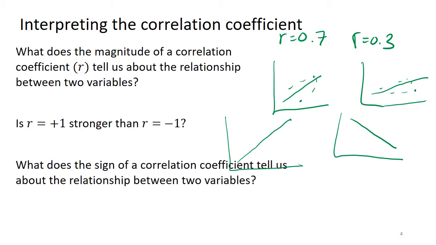The sign of the correlation indicates the direction of the relationship. A positive correlation indicates that the two variables tend to increase together. A negative correlation indicates that when one variable increases, the other is likely to decrease.